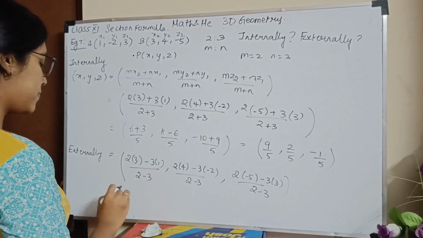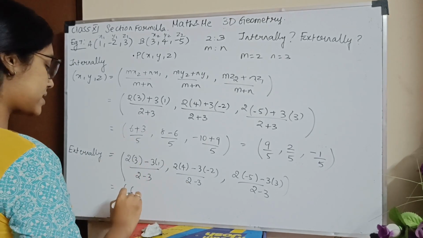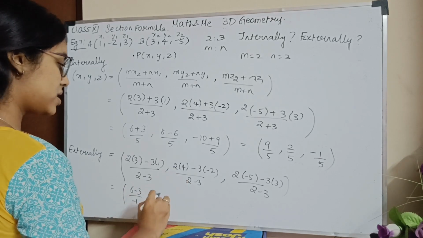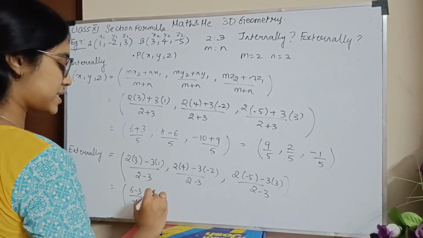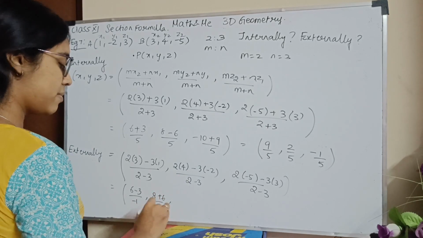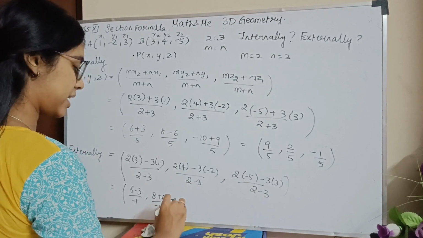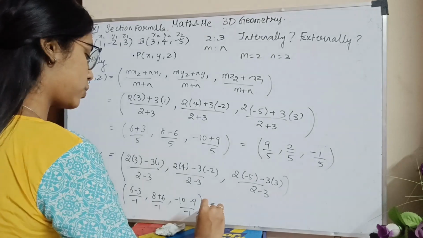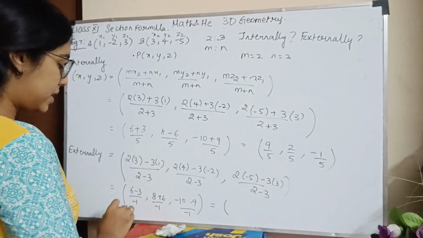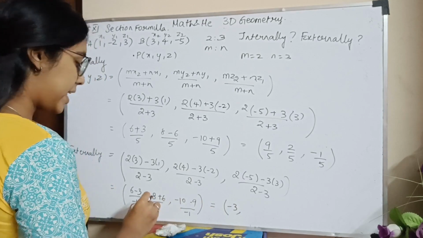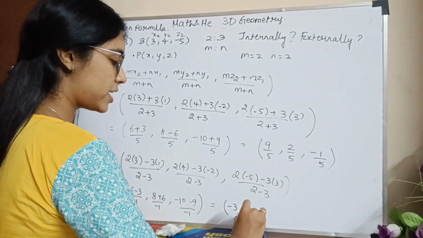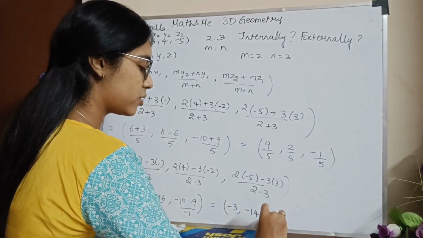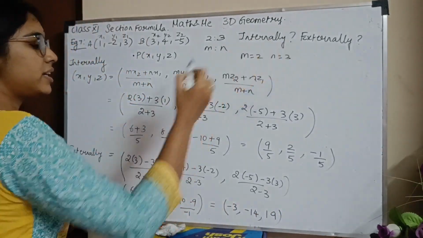Solving this, what will we get? I'll have 3 2s are 6 minus 3, divided by 2 minus 3 which is minus 1, comma 4 2s are 8, 3 2s are 6, so 8 plus 6, divided by minus 1, comma minus 10 minus 9 divided by minus 1. So my coordinates: 6 minus 3 is 3, 3 divided by minus 1 is minus 3. 8 plus 6 is 14, 14 divided by minus 1 is minus 14. Minus 10 minus 9 is minus 19, divided by minus 1 is plus 19. So these will be my coordinates when it is divided externally.